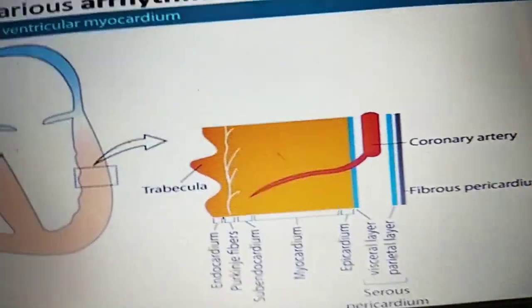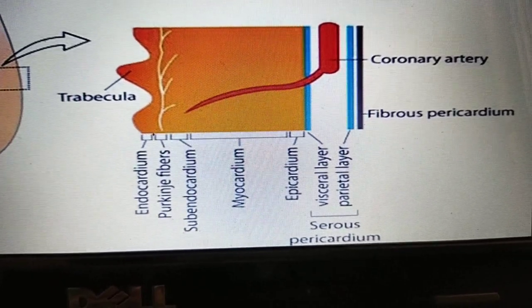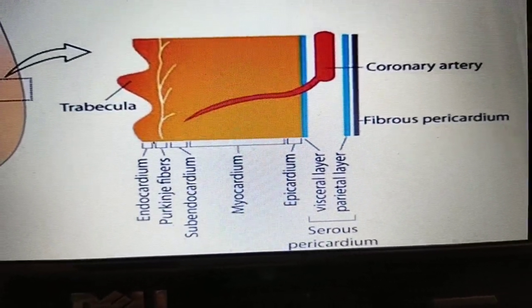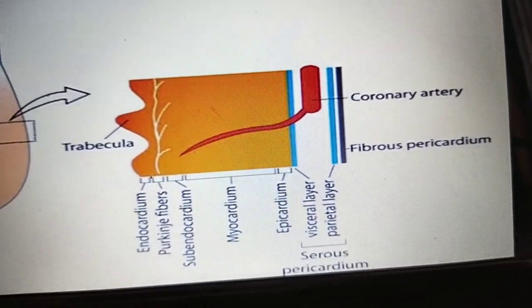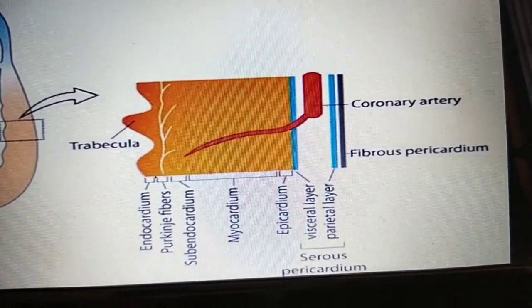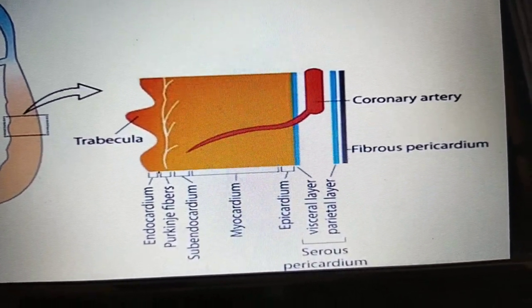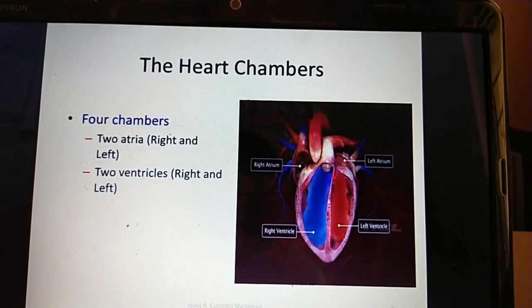You can see here in this, this is the endocardium. In that, Purkinje fibers and blood vessels of the heart are present. This is present in between the epicardium and the myocardium of the heart. You can go for the next slide.